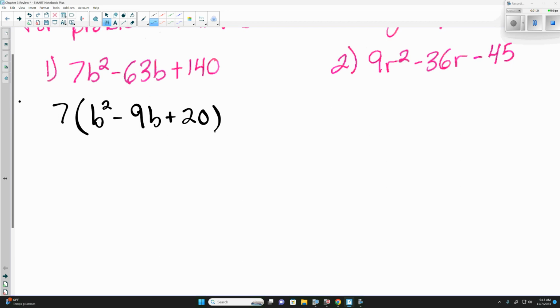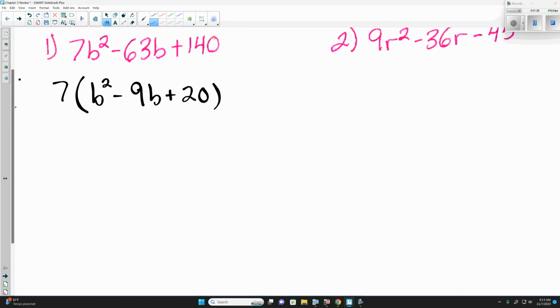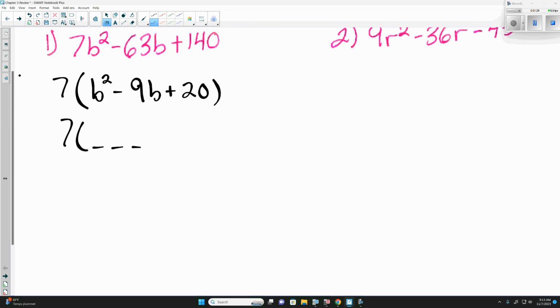Since we factored the 7 out, we can move on to step number 2. Our 2 sets of parentheses with 3 spaces, which actually takes care of step number 2. Step number 3 is to find the sign. If the third term is positive, the signs are the same and match the sign of the middle term. If the third term is negative, the signs are opposite. Here, the third term is positive, so our signs are the same and match the sign of the middle term. Negative. So we have negative and negative.